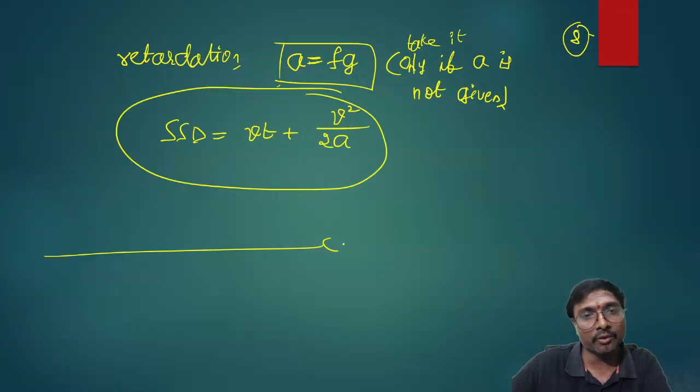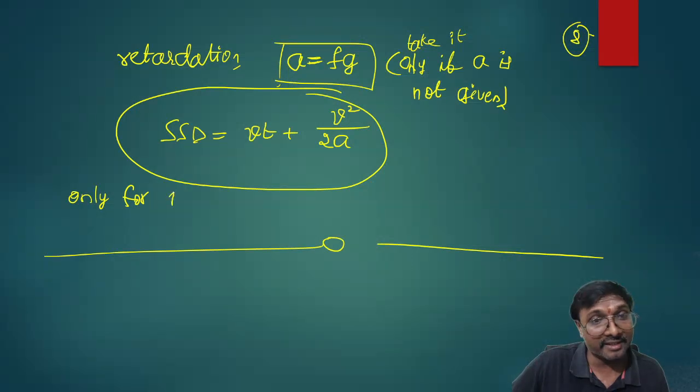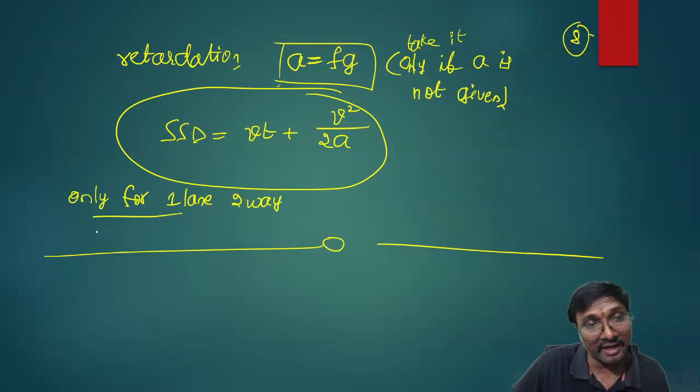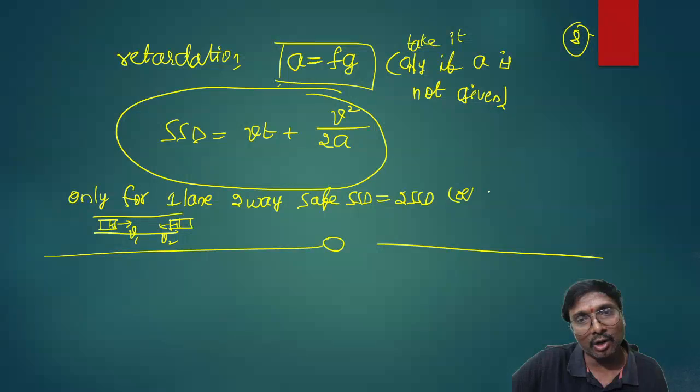So this is about your SSD concept. But here, this is only for which condition? Only for the single lane two-way condition. One lane will be there, two-way condition, meaning vehicles are traveling in opposite directions. If the speeds are different, then the minimum SSD will be taken equal to 2 times SSD, or SSD 1 plus SSD 2.